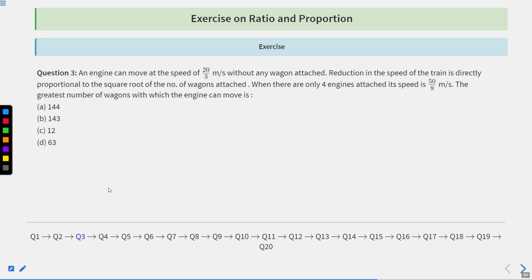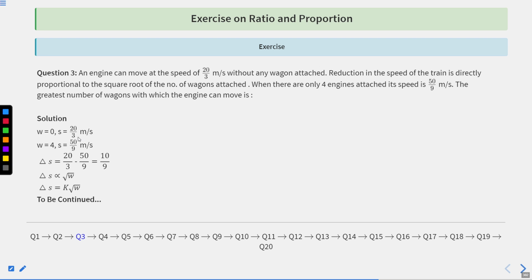Now, question number 3. An engine can move at a speed of 20 upon 3 meters per second without any wagon attached. Reduction in the speed of the train is directly proportional to the square root of the number of wagons attached. When there are only 4 wagons attached, its speed is 50 upon 9 meters per second. The greatest number of wagons with which the engine can move is?